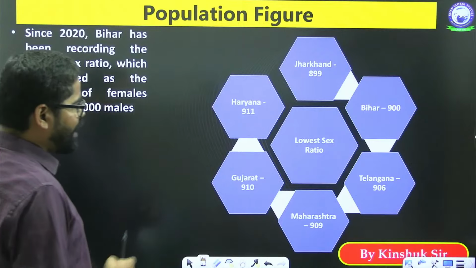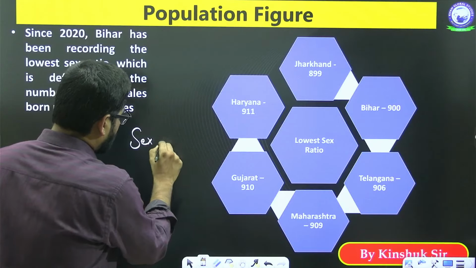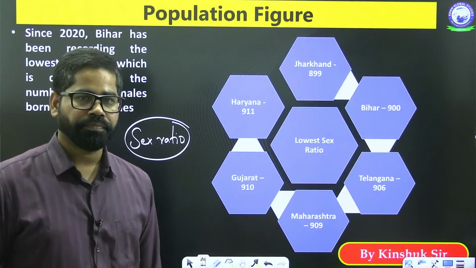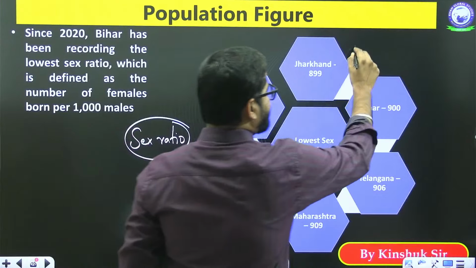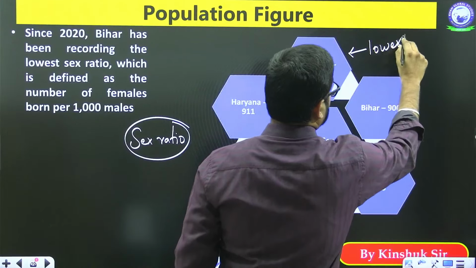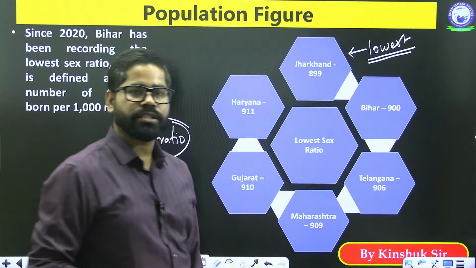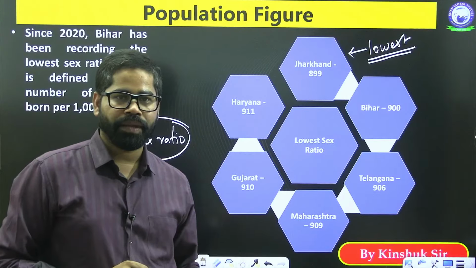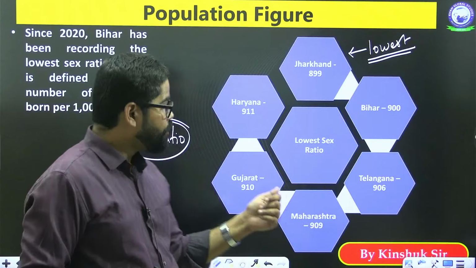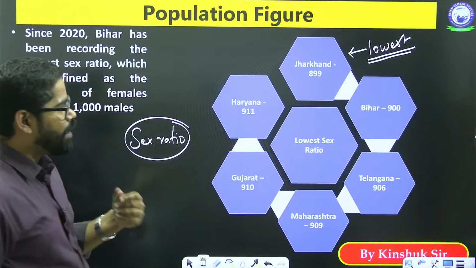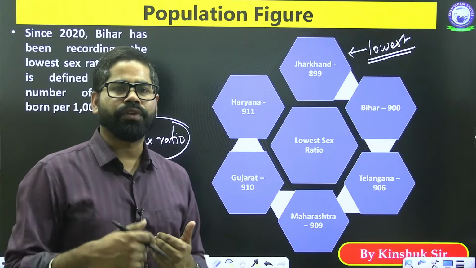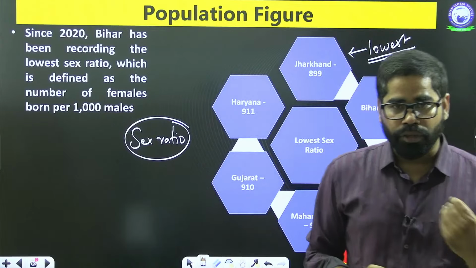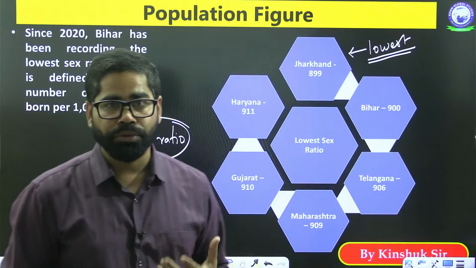The second thing is about the sex ratio, which we can see from here. Jharkhand has the lowest sex ratio in the entire country. It stands at 899. Bihar stands at 900. In the same manner, Haryana is at 911. This is all about the birth of new children.